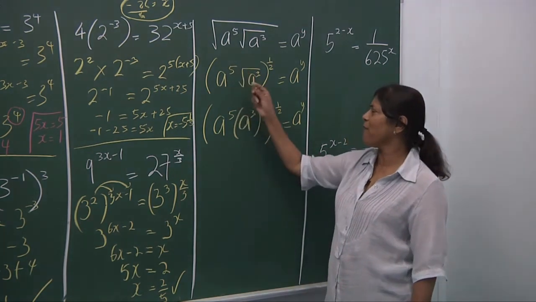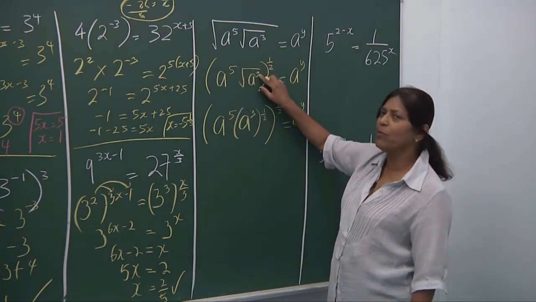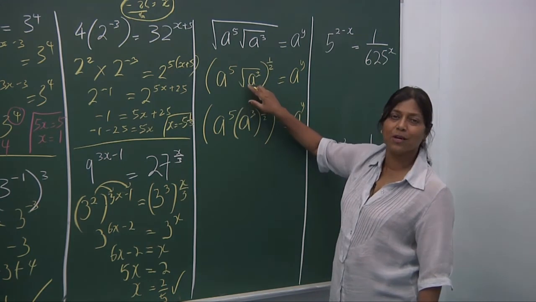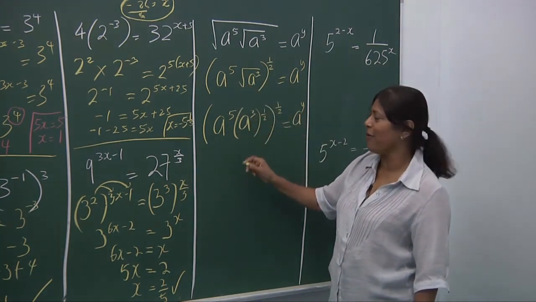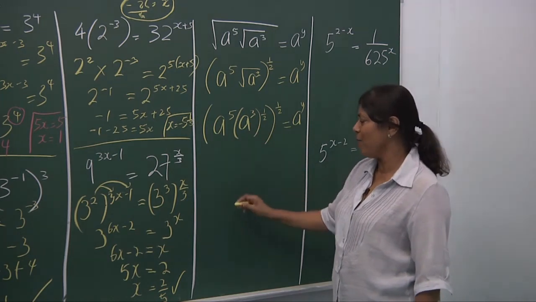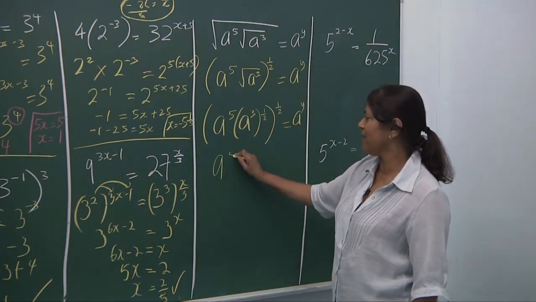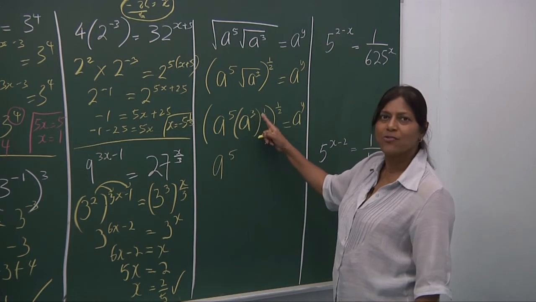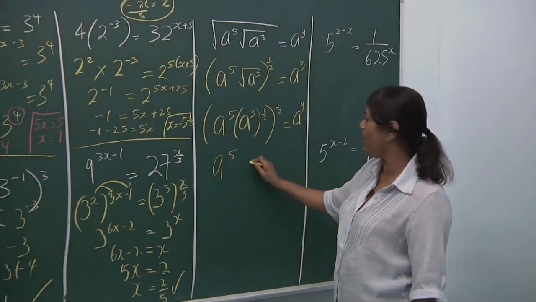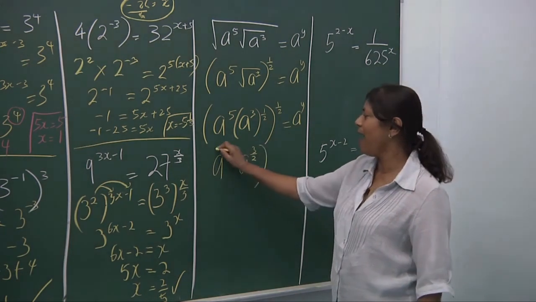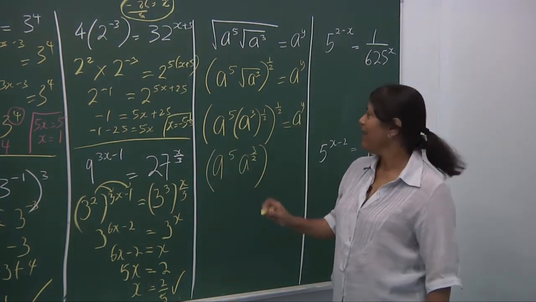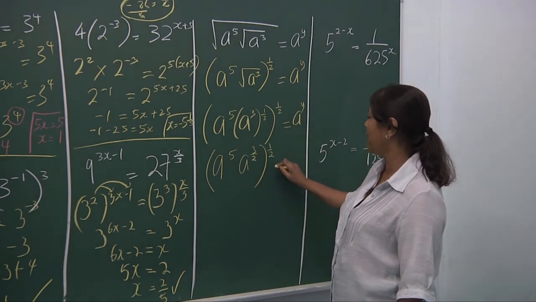Alright, A to the power of 5. This is A cubed. It's a square root of A cubed. So that half is only for A cubed. Write it well. Alright, it's A to the power of 5. 3 times half, power is 3 over 2. You got it there. And the outside power, half.